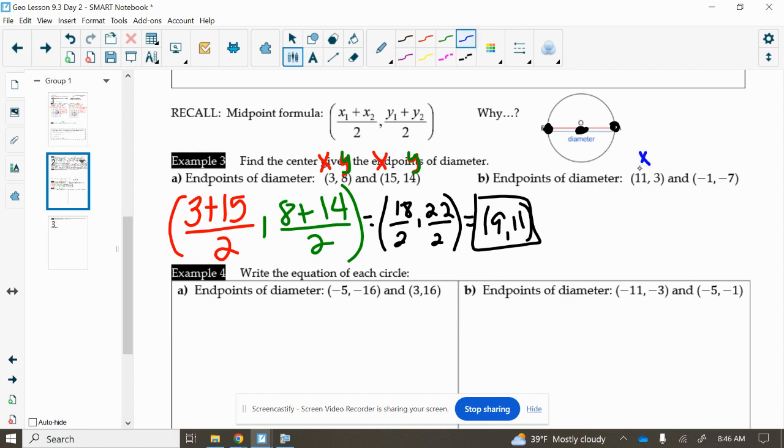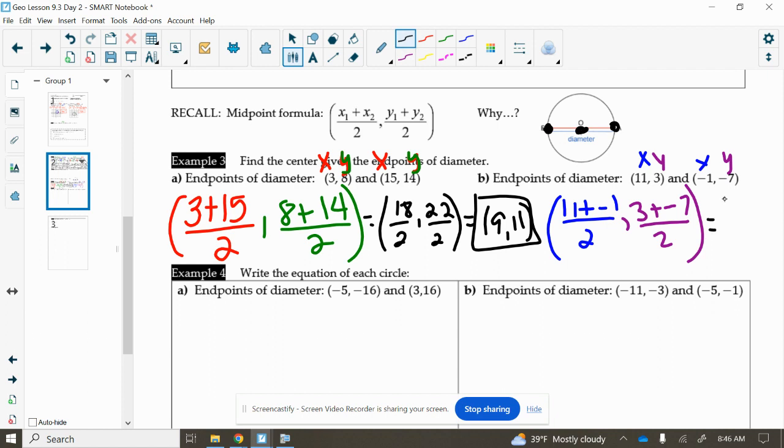Same idea in our second example. If we're looking for the center, again, we're going to add up our two x values, divide that by 2, add up our two y values, divide that by 2. So in this case, we have 11, but minus 1 because we're adding a negative number. So that's just 10. 3 minus 7, because it's 3 plus -7, is -4. And our final answer then ends up being 5, -2.